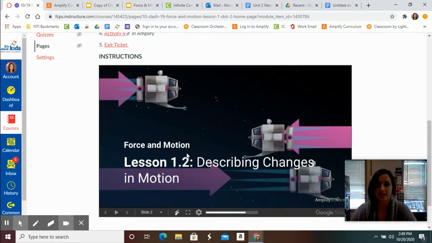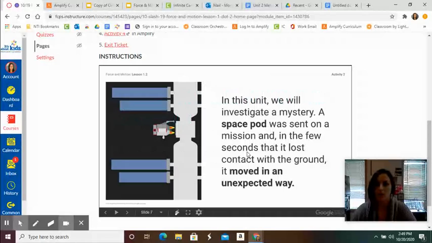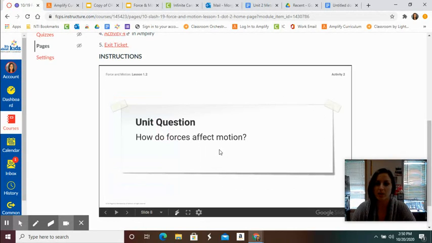In our slides for today, you're going to see a few things. The first thing is that obviously our warm-up we completed, and I'll talk more about it. We watched a video here in a second, which you're going to watch on your own, that introduced our investigation that we're going to have throughout this unit. And so there was a space pod that was sent on a mission, and they're trying to dock it to the space station, and it moved unexpectedly. And so throughout this unit, we're working on how forces affect motion.